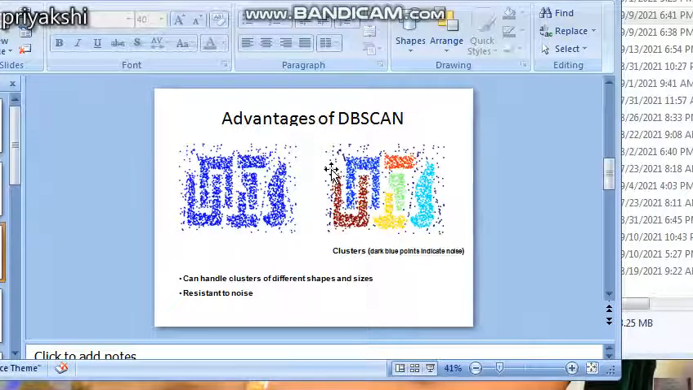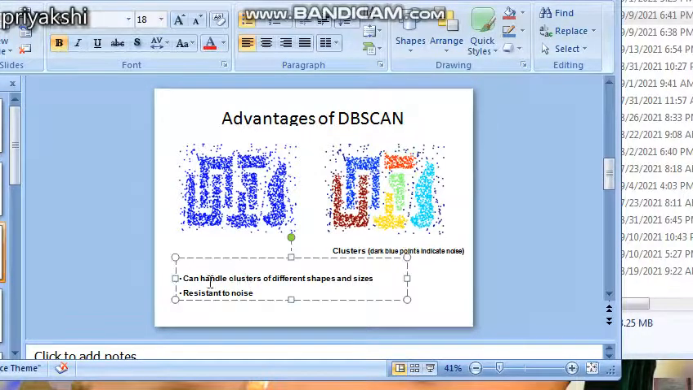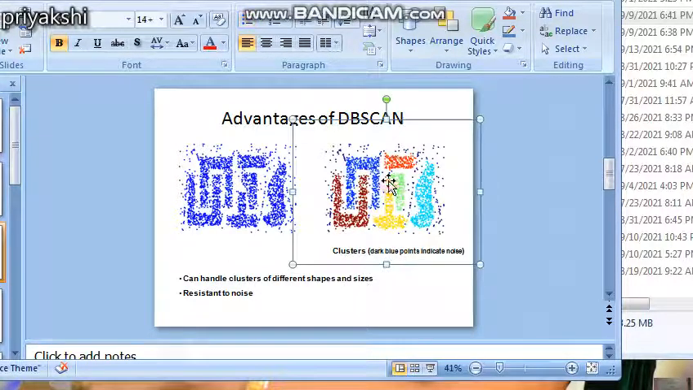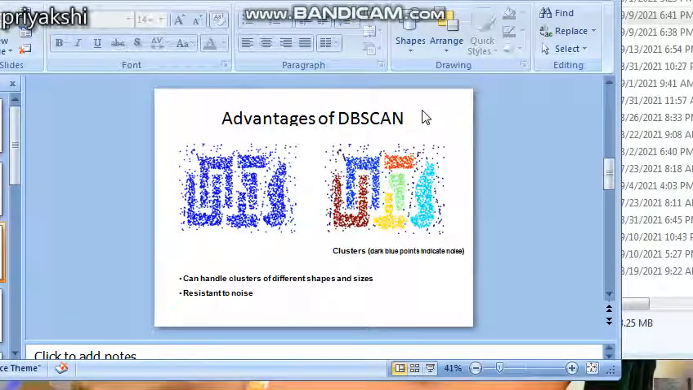Okay, and another advantage is that DBSCAN can handle clusters of different sizes and shapes. As you can see here, these are different densities. These are the clusters with high density points which are separated by lower density points. So it defines clusters according to the definition of density.